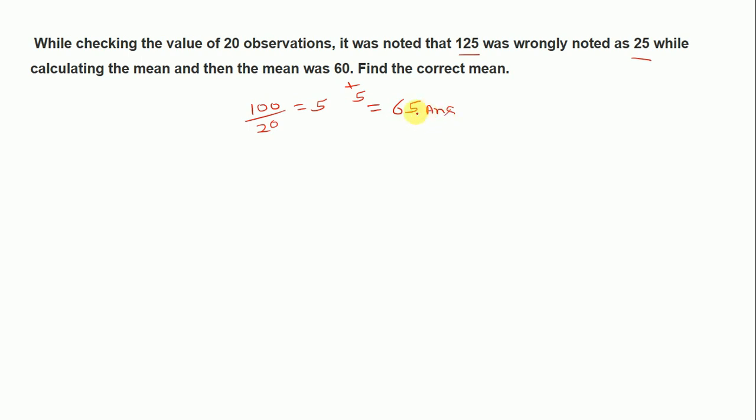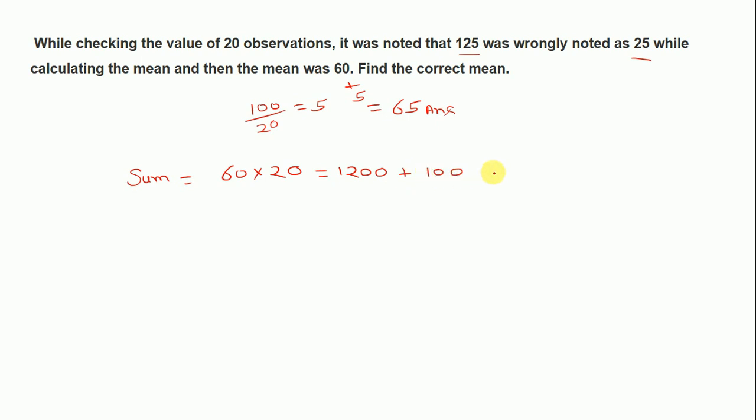But if you want to follow the process, in that case, the number of observations is 20 and the mean is 60. So the sum will be 60 into 20, which is equal to 1200. But 125 was wrongly noted as 25, so we have to increase this sum of observations by 100.